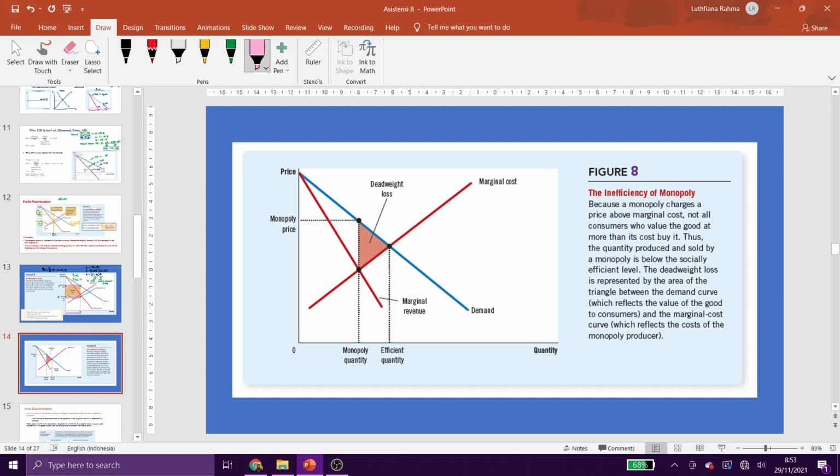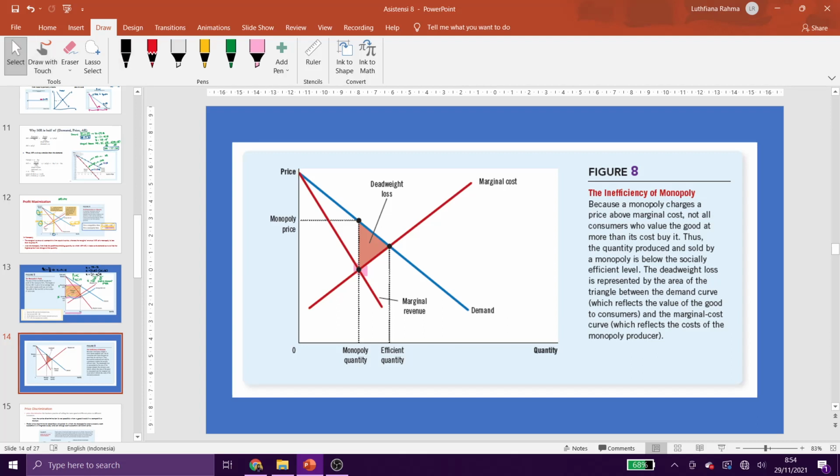So here is the difference between perfectly competitive markets and monopoly firms. In a monopoly, we could see that there is an inefficiency. Why? There is inefficiency here because you could see that the marginal revenue and the marginal cost are here, right? Here's the marginal revenue and the marginal cost.